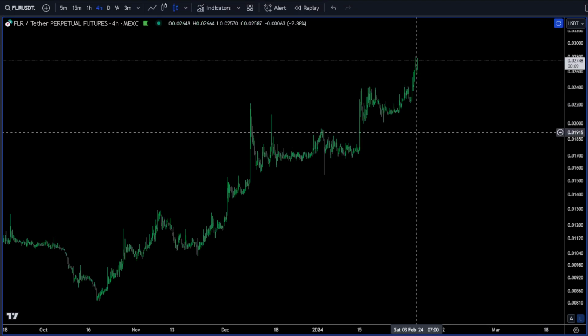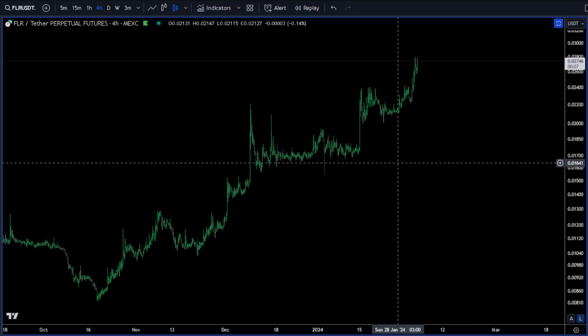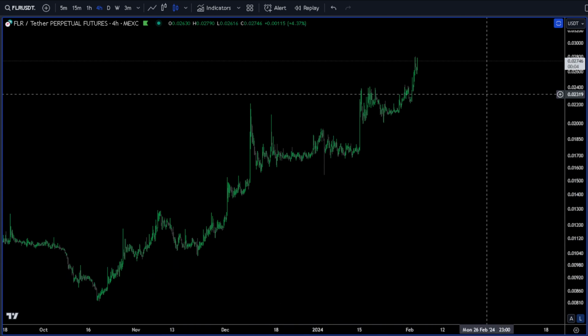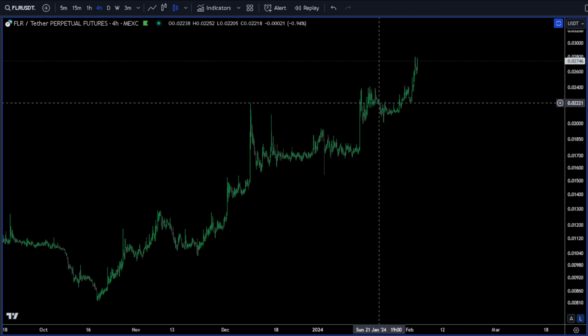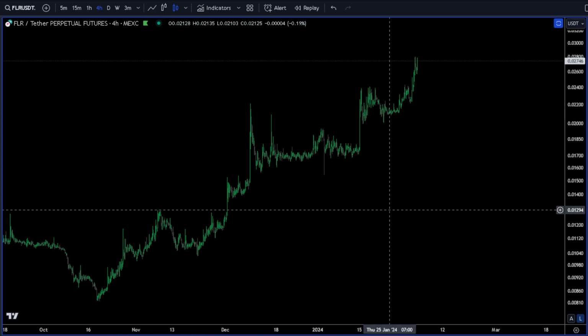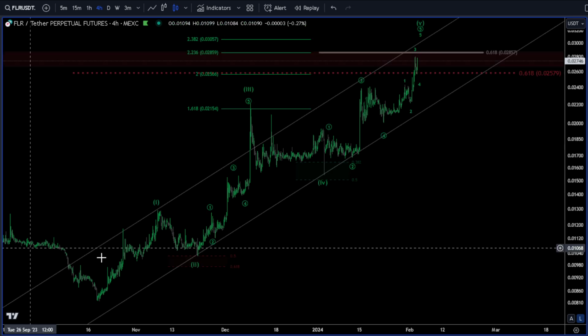Welcome to Caching Waves. This is an Elliott wave update for FLR. I wanted to show you this update because we're potentially topping up in this area and need a larger correction to correct this entire 5-wave sequence to the upside. So I'll show you that.